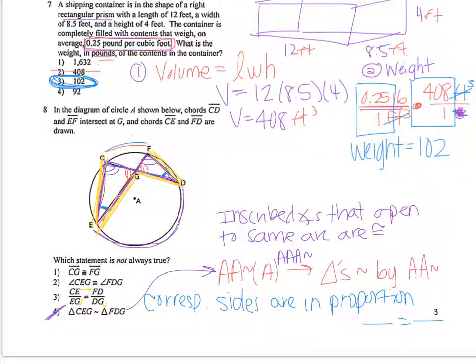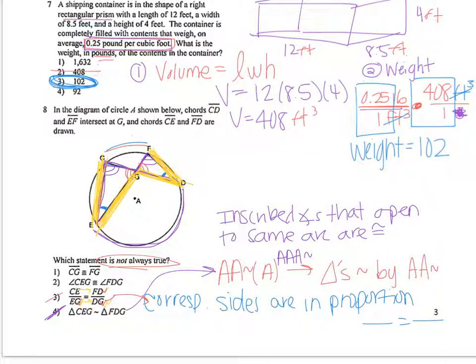Now when I look across, I want to ask myself, does CE match with FD? And the answer is yes, because they're on the outsides of those triangles if you look at them. And then I look again across at the bottom pieces, EG and DG, and I ask myself, do they match? Do they correspond? And the answer again is yes. So I just have 4 check marks here, 1, 2, 3, and 4, which means that that's a true choice, and we're looking for a not. So that matches with the part that says corresponding sides are in proportion.